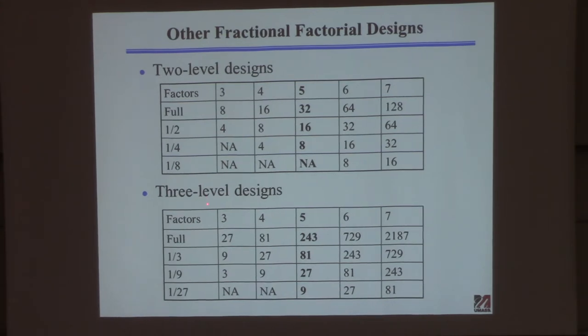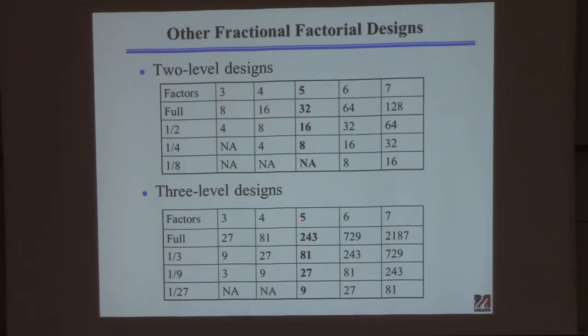So if you have 3 levels, obviously this grows even worse. If you do a full factorial design, and then you can see again, you could do 1/3 of those. You could do 1/9 of those, maybe 1/27 of those. If it gets to be too few to get any information, you see NA here, okay?